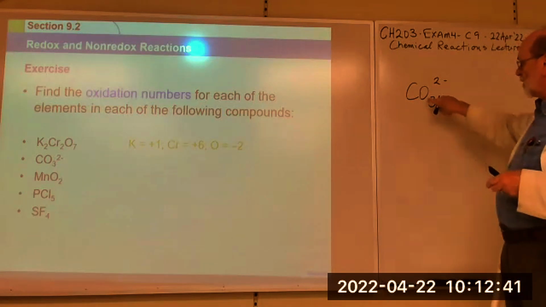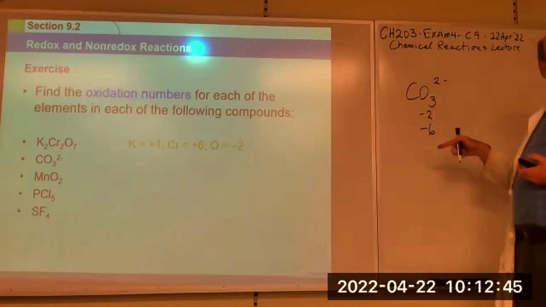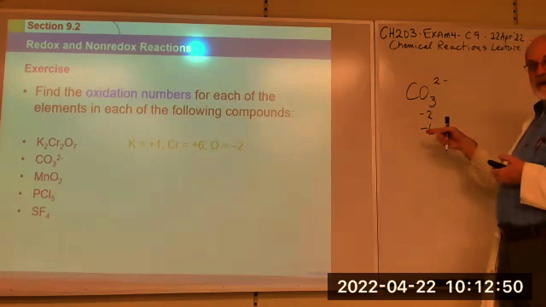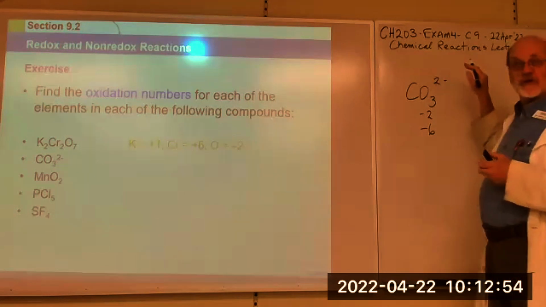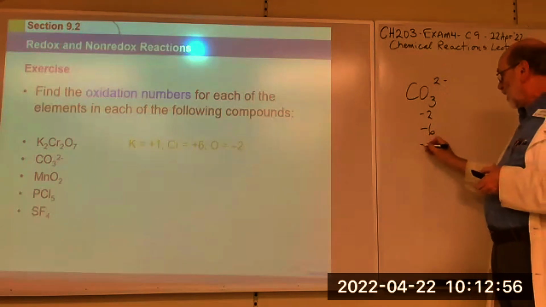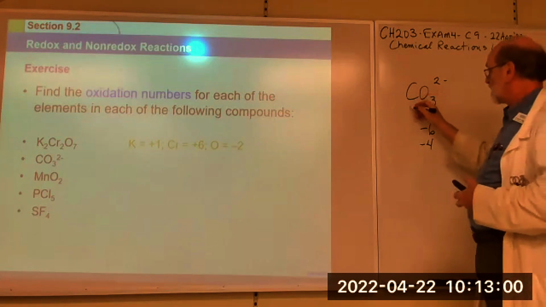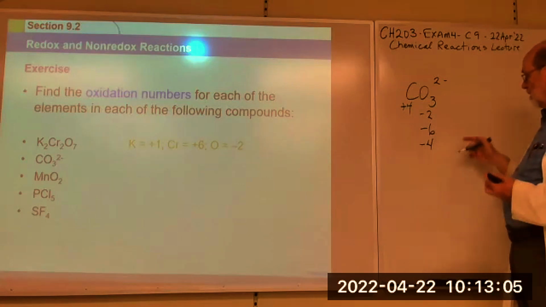Okay, so we know that this oxygen is a -2, which means -6 total, right? So -6 is from this oxygen. But there's already a -2 reserved for the charge. So we only need to balance a -4. So that means this has to be a +4. And then you can check yourself.